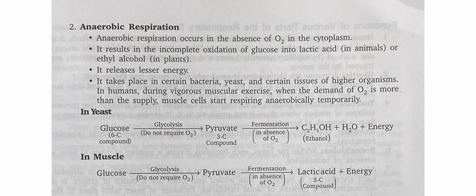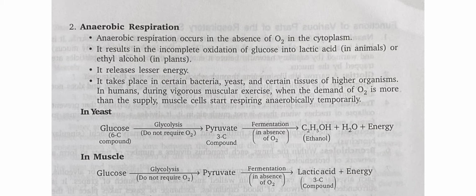Next is anaerobic respiration. Anaerobic respiration occurs in the absence of oxygen in the cytoplasm. It results in incomplete oxidation of glucose into lactic acid or ethyl alcohol, which is known as ethanol. In animals, lactic acid is formed, and in plants, ethyl alcohol is formed. Less amount of energy is released. It takes place in certain bacteria, yeast, and certain tissues of higher organisms. In human beings also, due to vigorous muscle exercise.